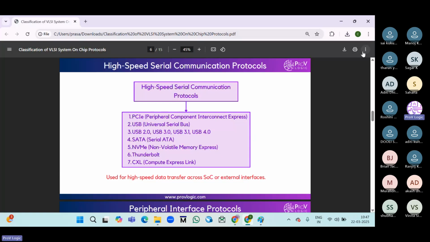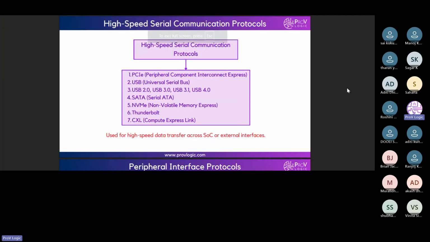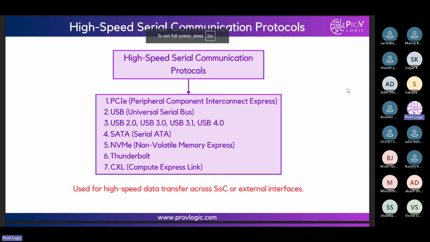And next is SATA. SATA is mostly a serial link to transfer data between the CPU and the storage devices. What are the storage devices we have? HDD or SSD. To communicate with those, we use SATA.